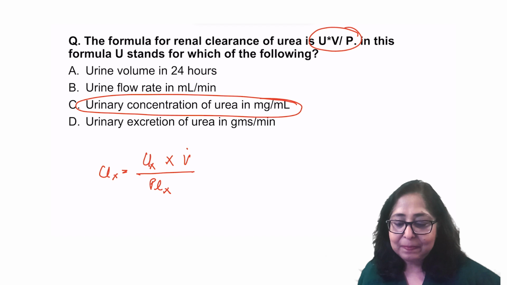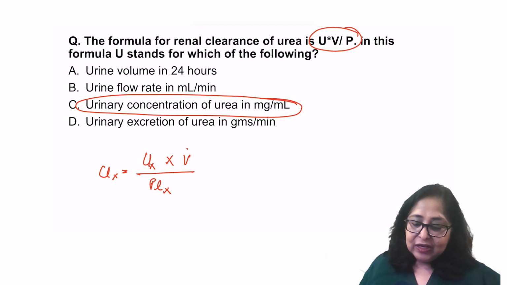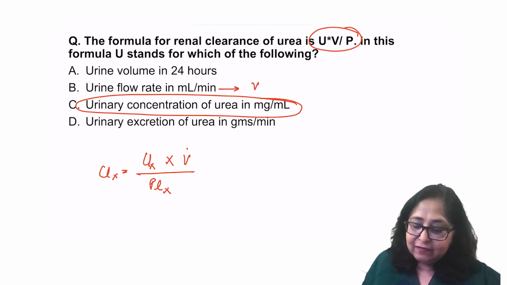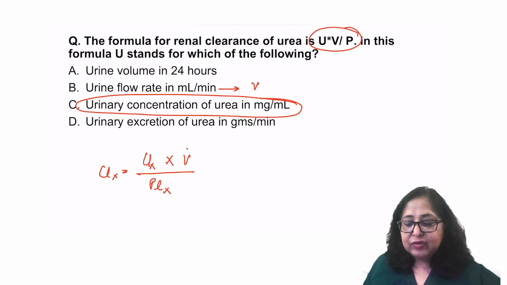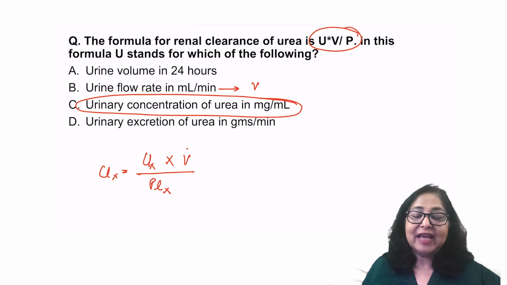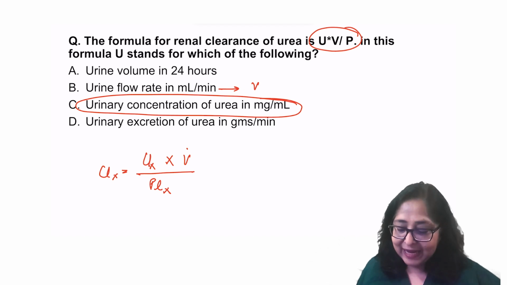Concentration is always per unit volume. So it is not a urine volume in 24 hours or urine flow rate. Urine flow rate is V, or urinary excretion of urea. No, it is a urinary concentration in milligram per ml.